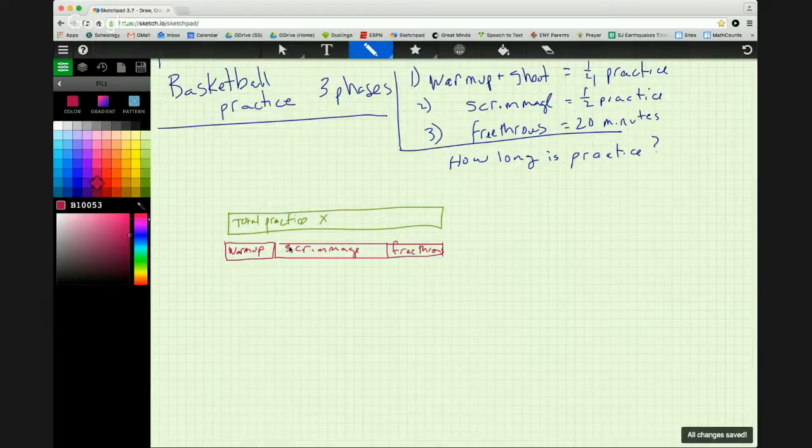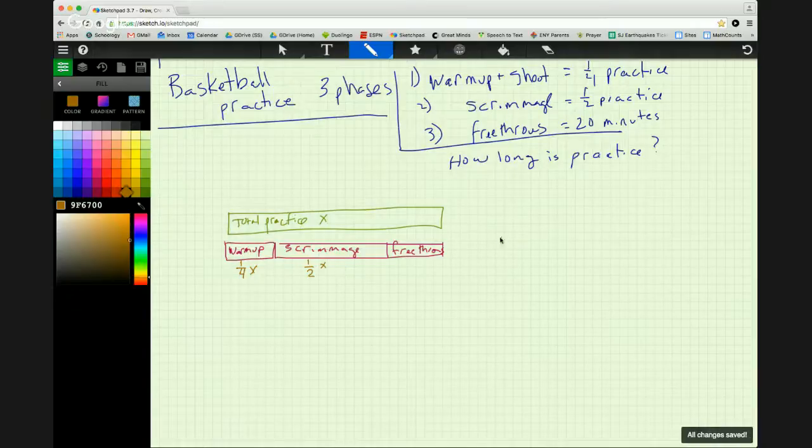Now, doesn't that look about right? This looks about 1/4 of the time. If we're running a clock, this would be about 1/4. This would be about 1/2 of the practice, and then the free throws would be the last piece. So let's write some more things in here. Our warm up is 1/4 of the practice. Our scrimmaging is 1/2 of the practice, and our free throws must then be, well, if this is 1/4 and this is 1/2, this must be the rest of the practice.